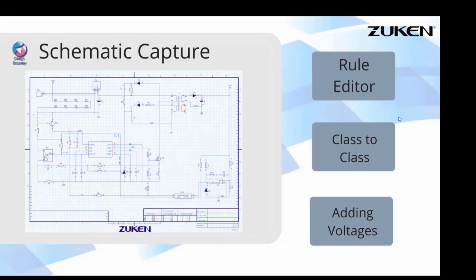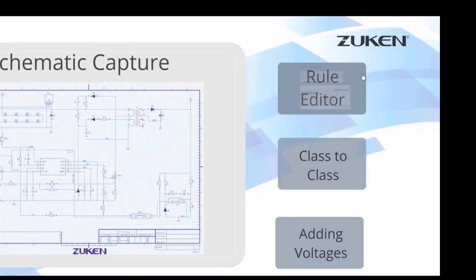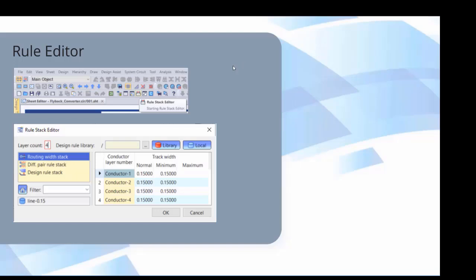We're going to demonstrate later how we import master design rules into the schematic diagram. We can do this with a combination of importing rules via the rule editor, setting class to class in the constraint browser, or adding voltage attributes. In this instance, we want to use the rule editor to import master design rules into schematic, as we want to use some of the larger design rule stacks that are available.